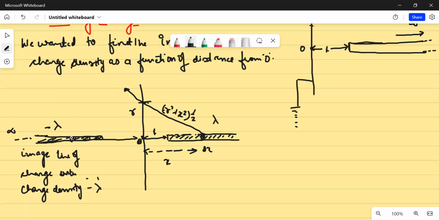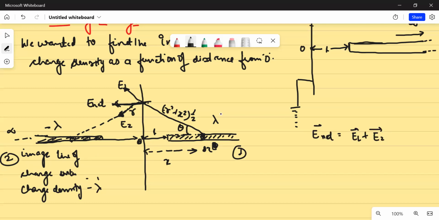By symmetry, if I take a similarly placed differential element, I can say that my net electric field at this particular point would be in this horizontal direction that I'm drawing. If this is theta, let's say this is E1, because of the one, and I'm writing this as E2, the electric field due to this negative line of charge, whose direction would be in this direction. Your E net would be E1 vector plus E2 vector, and obviously it will be in this direction.